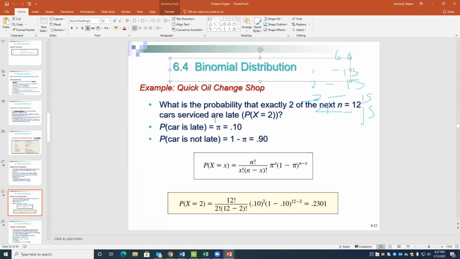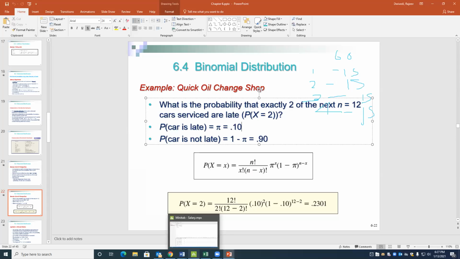No, this is exactly the same. You just look here. What is the probability that exactly 2 of the next 12 cars serviced are late? So X equals 2, n equals 12, and the probability that a car is late is 10%, which is given here. I'm not doing any extraordinary things. I'm not solving this. This is the answer right here. How we can do this using different ways in Minitab, that is what I'm demonstrating.